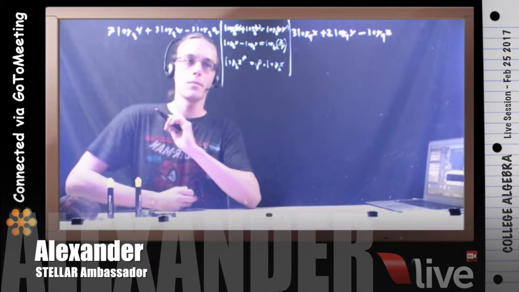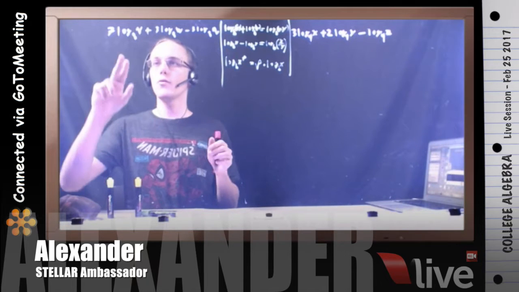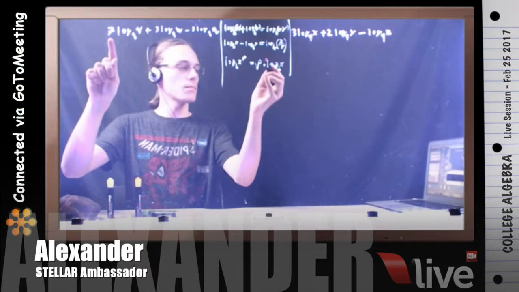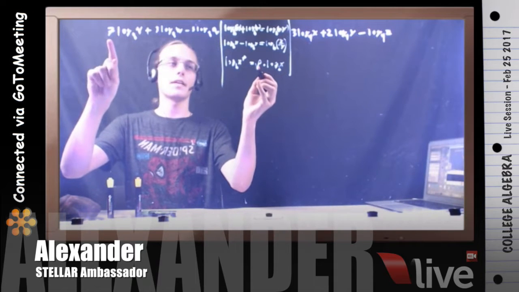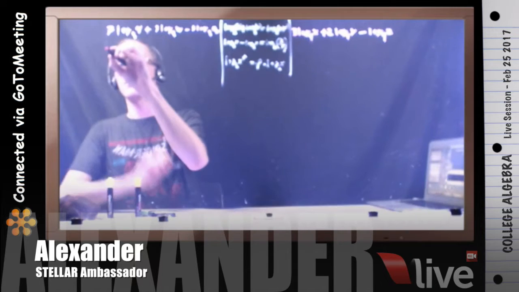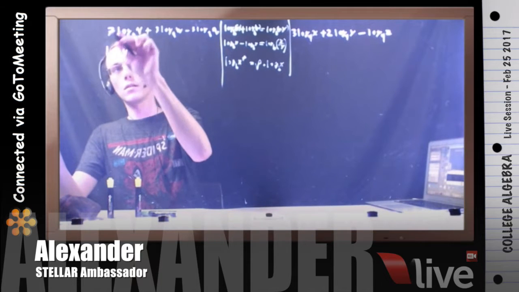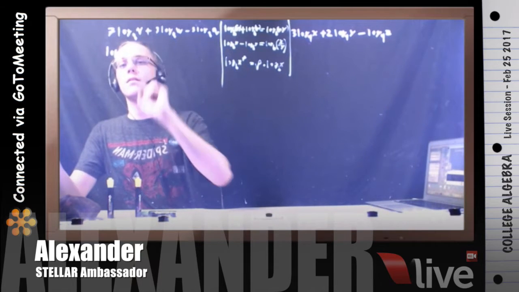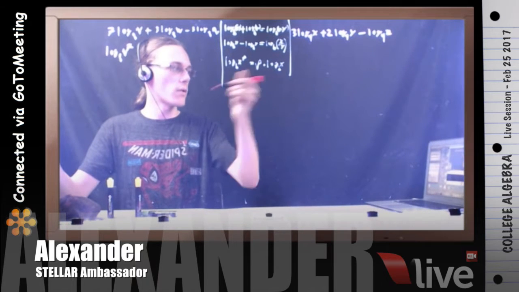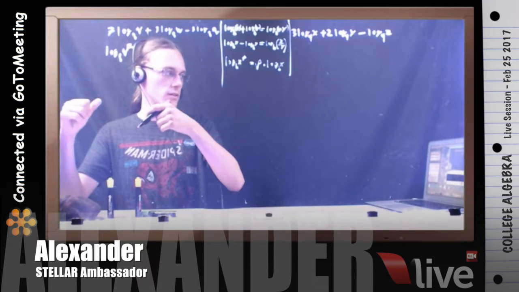Let's look at this example. I'm also going to point out which properties I'm using for each one. For this first one, notice I have a number in front of my logarithm, so I can bring that back up as a power. I can write log base 8 of v to the 7th. That's just me using this property here, with the equality going the other way in this case. So far, so good?